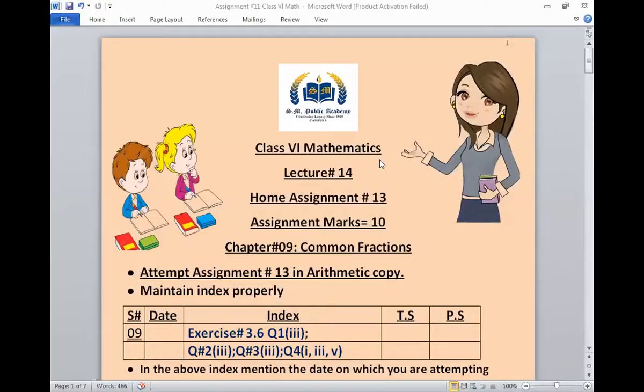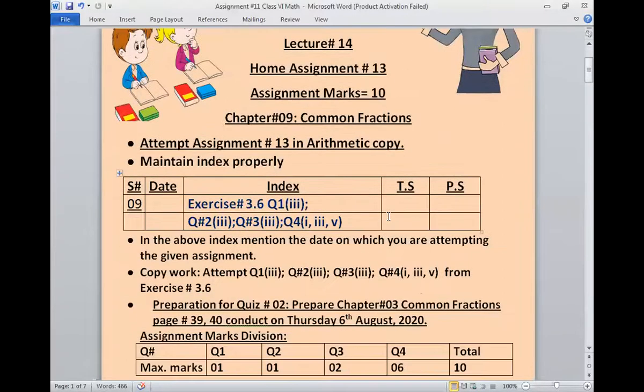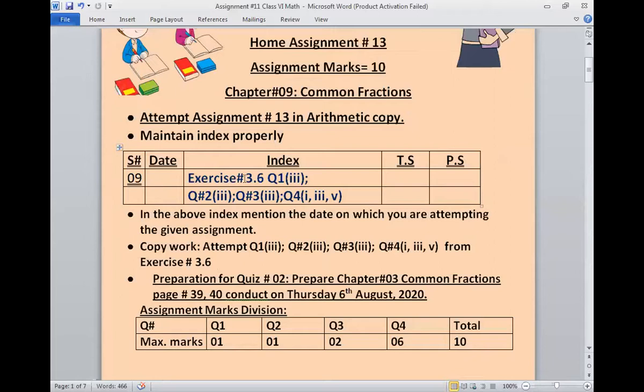Now, this is your assignment that I'm going to post on Google Classroom today. Here you have class 6 mathematics, lecture number 14, home assignment number 13, and assignment marks 10. If you look very carefully, I have exercise number 3.6, question number 1, bit number 3, question number 2, bit number 3, and question number 3, bit number 3. Beta, you have to attempt these questions in your copy.